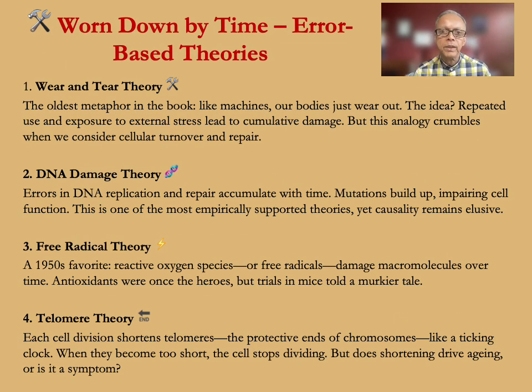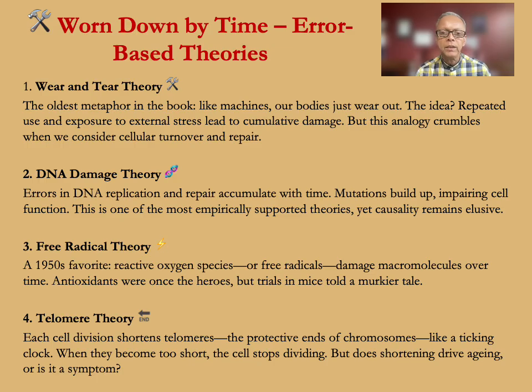Worn down by time, the error-based theories. First is the wear and tear theory, the oldest metaphor in the book. Like machines, our bodies just wear out. The idea: repeated use and exposure to external stress leads to cumulative damage. But this analogy crumbles when we consider cellular turnover and repair. Second theory is the DNA damage theory. Errors in DNA replication and repair accumulate with time. Mutations build up, impairing cell function. This is one of the most empirically supported theories, yet causality remains elusive.